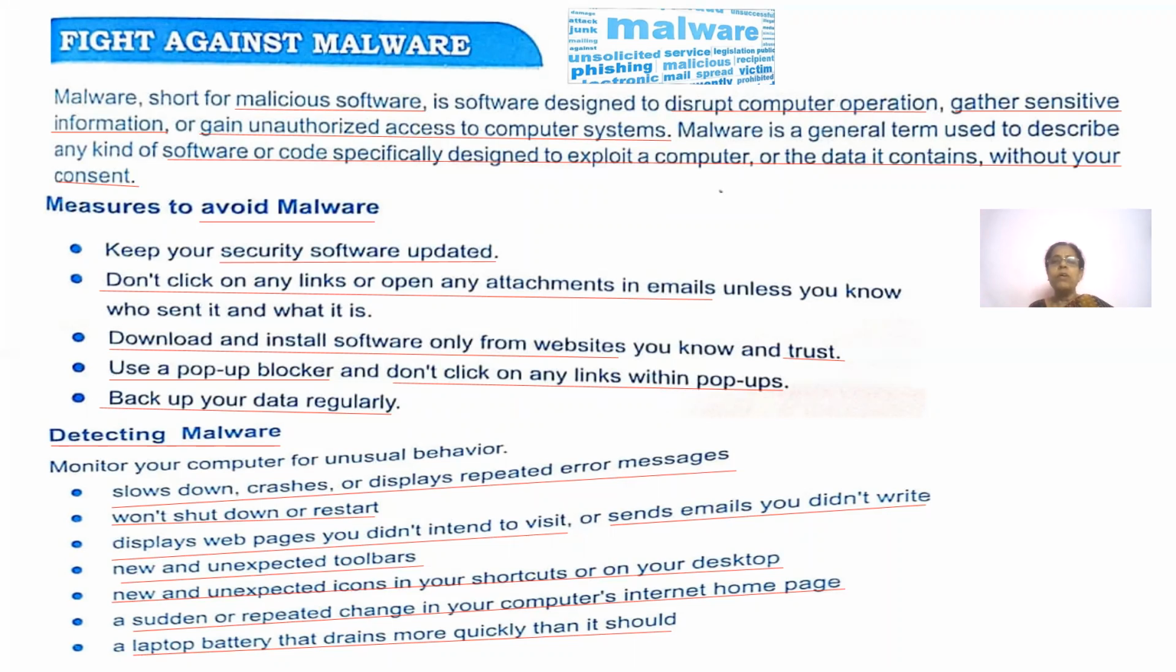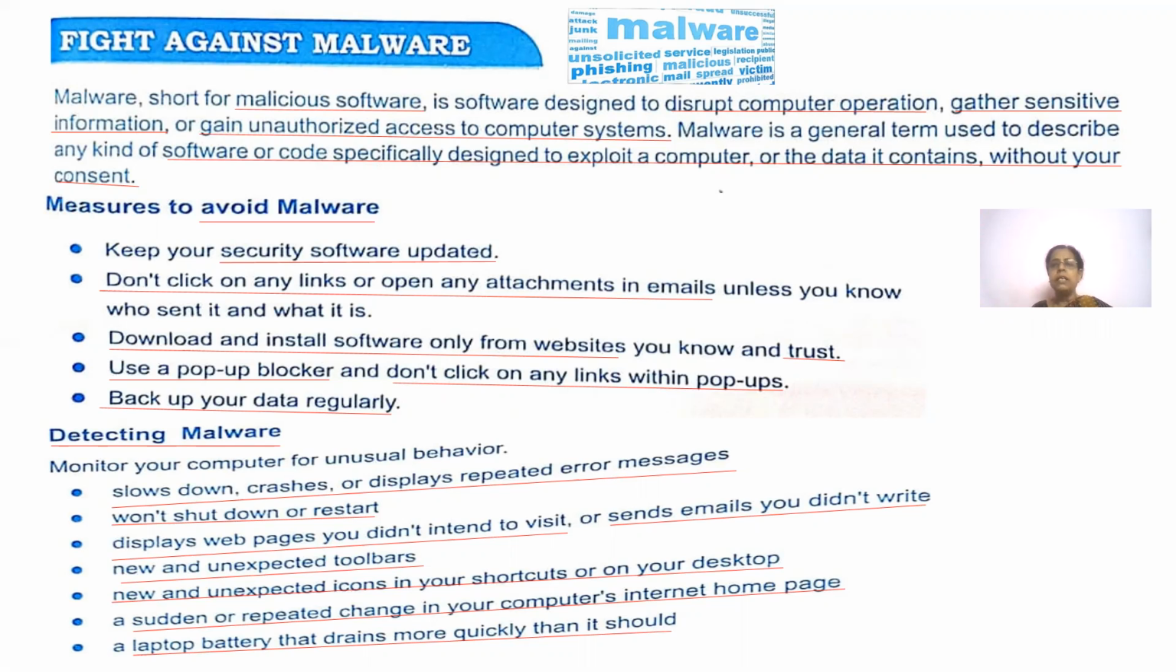To avoid malware, what steps should you follow? These are the measures that should be taken to avoid malware. First, always keep your security software updated. Your antivirus or security software, and your mobile phone also, updates with new security. So see that it's always updated.